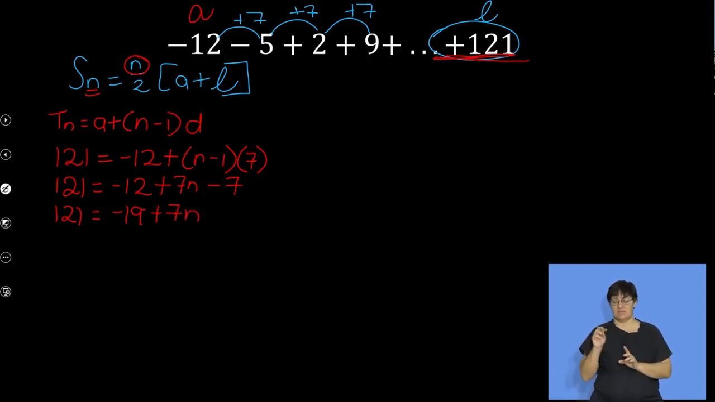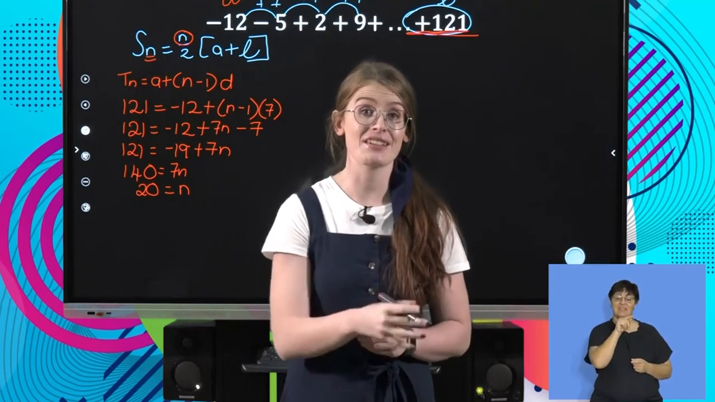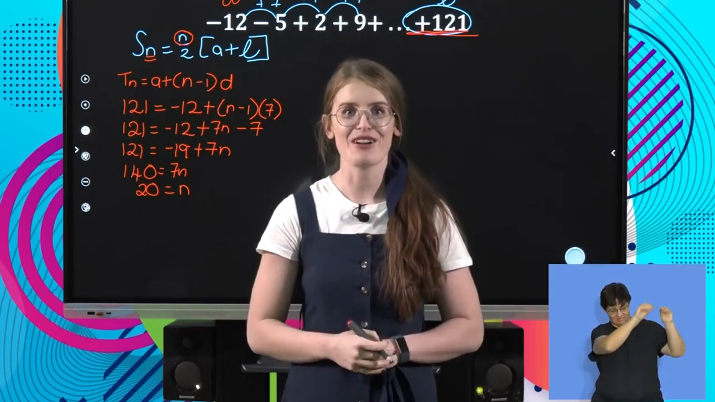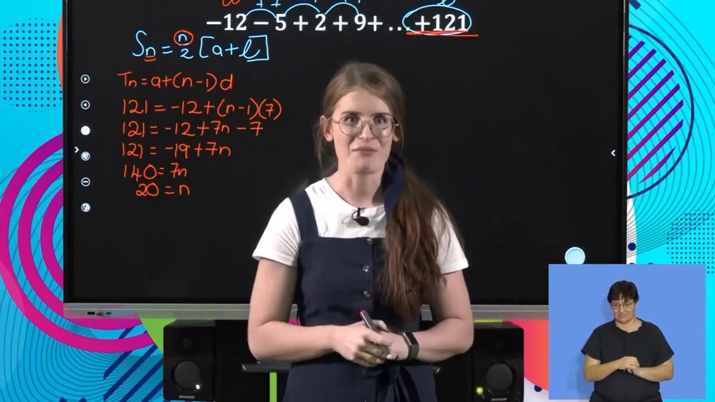I'm going to take the negative 19 over to the left-hand side, so I'm going to add 19. So I'm going to be left with 140 is equal to 7n. So dividing both sides by 7 will give me that n is equal to 20. Great, guys. So now that we have that there are 20 terms in this sequence, I can substitute into the arithmetic series form in order to actually find the value of the arithmetic series. Let's go back to the board together.